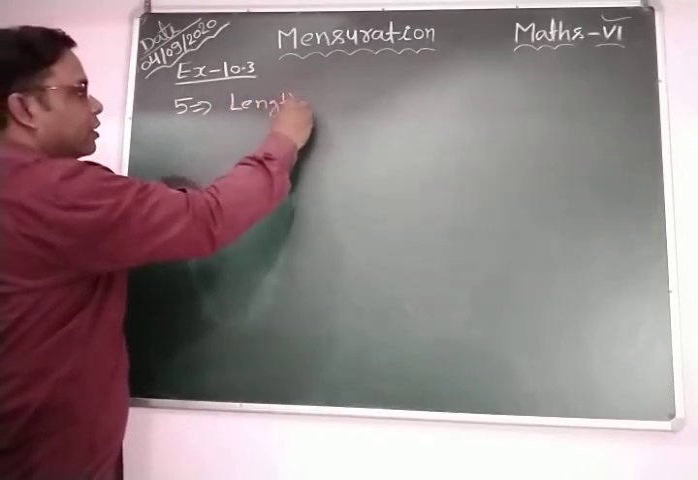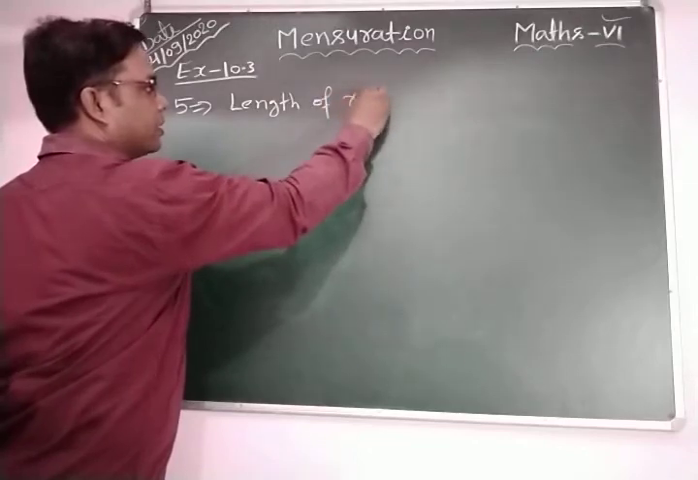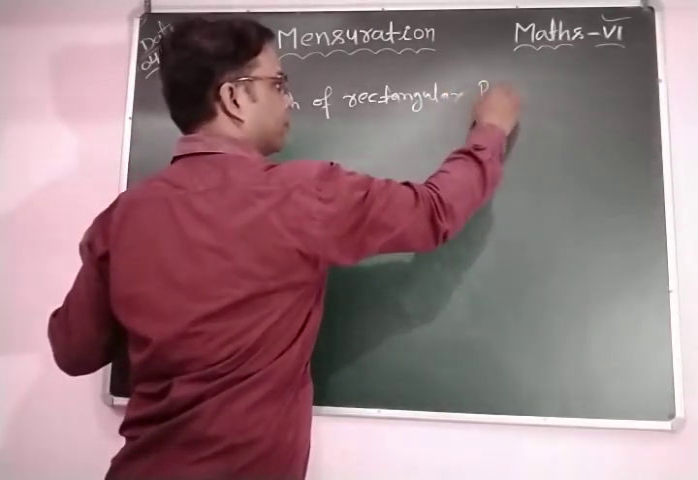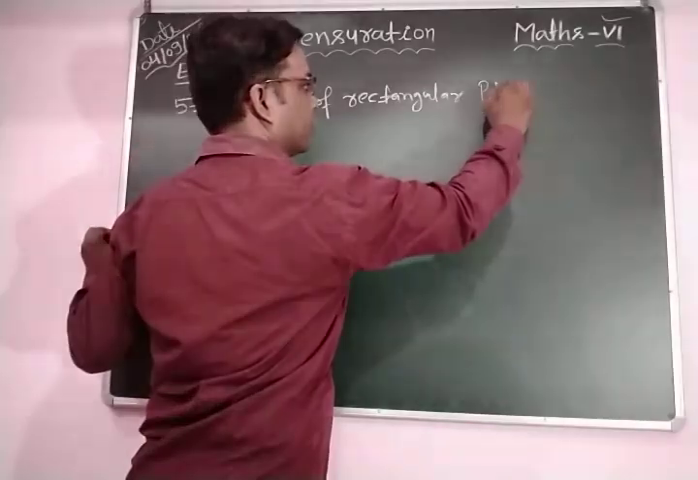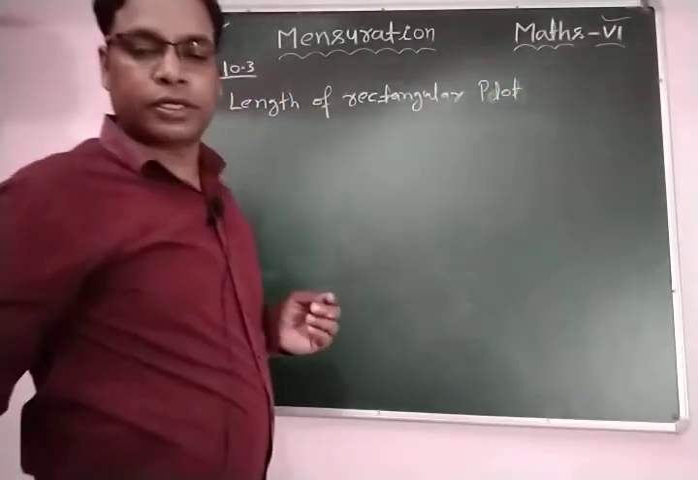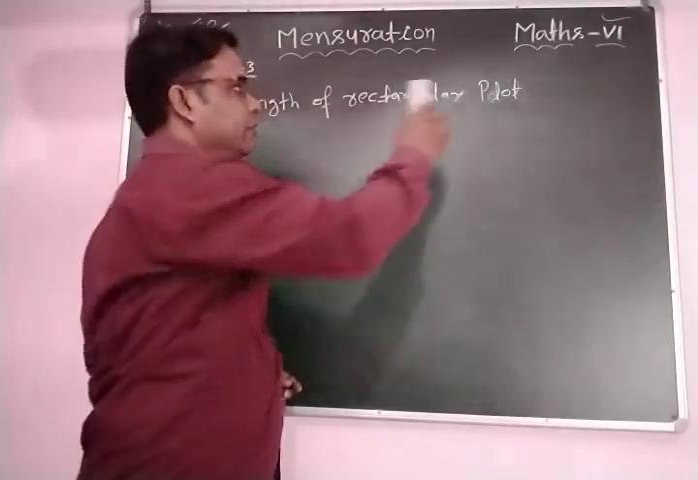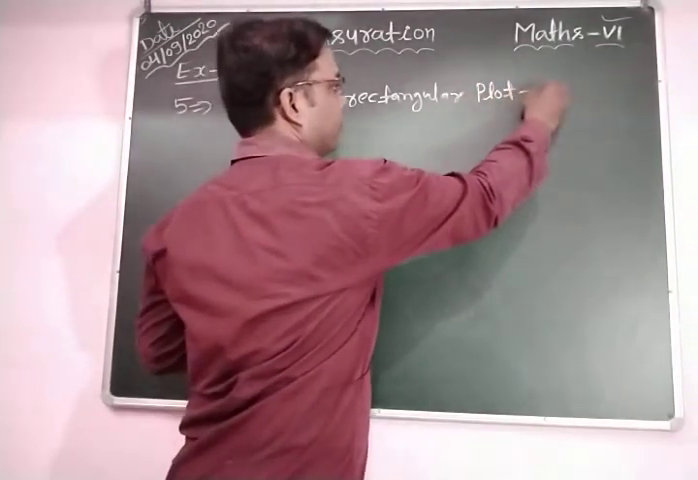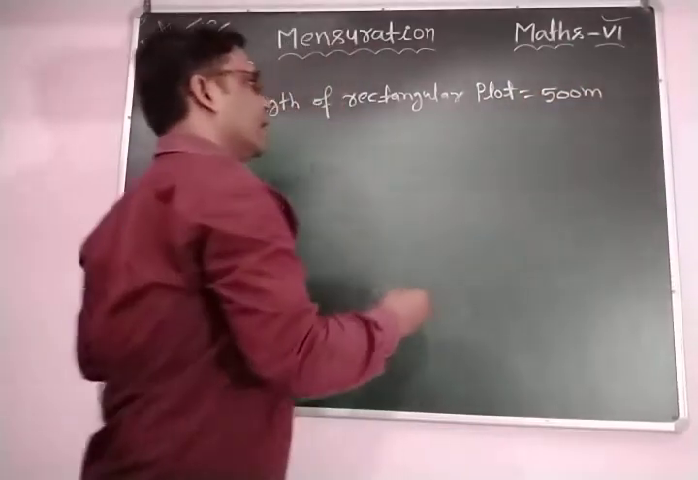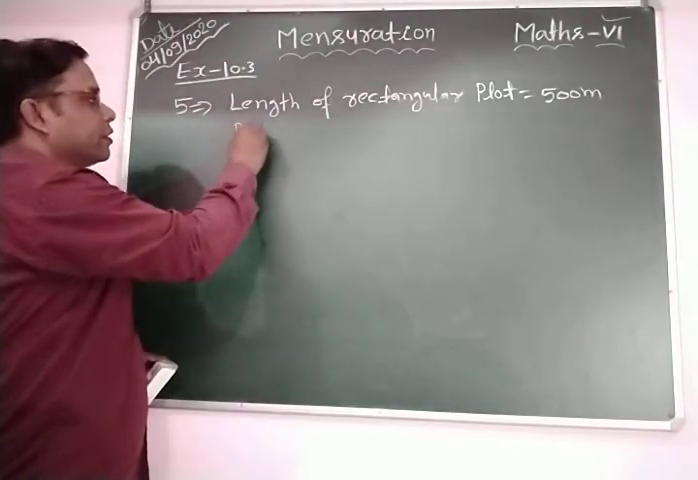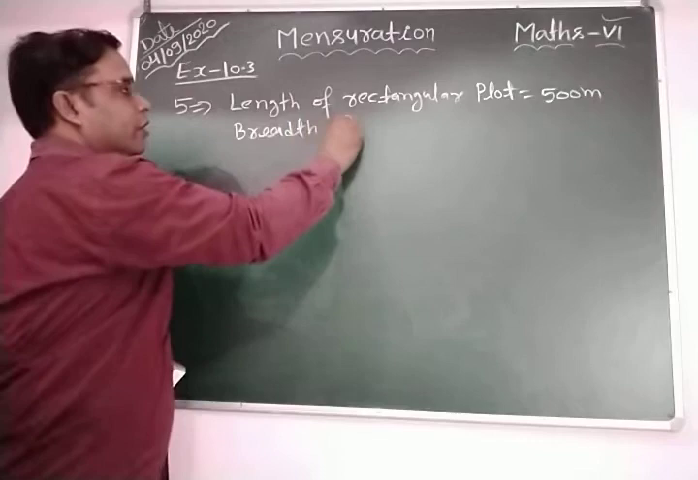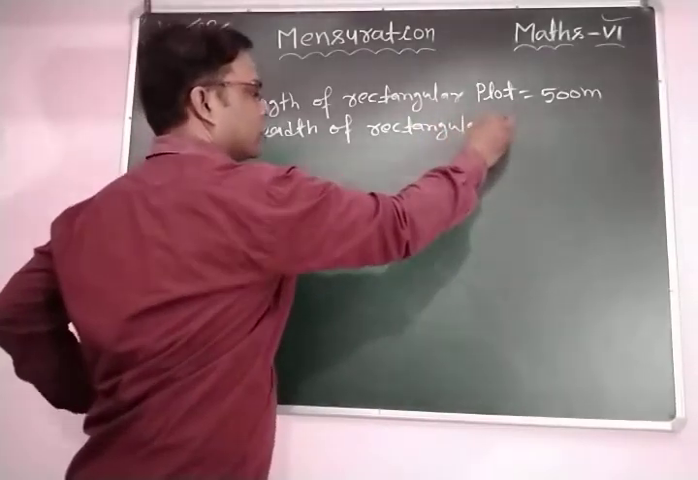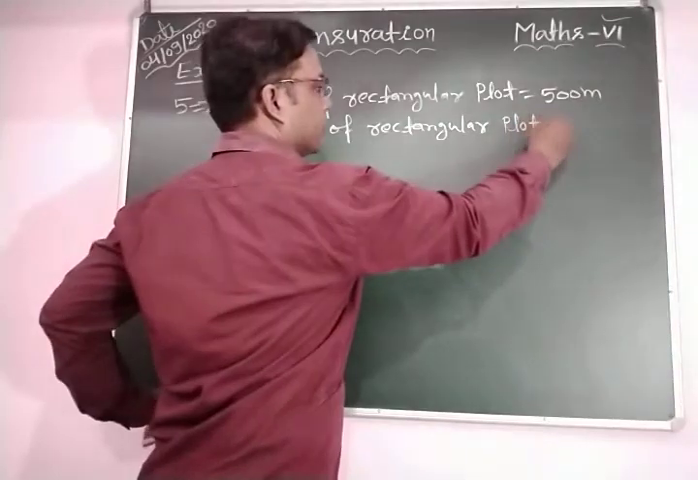length of a rectangular plot is given here as 500 meters, so the length of the plot is equal to 500 meters, and the breadth of a rectangular plot is also given, 200 meters.